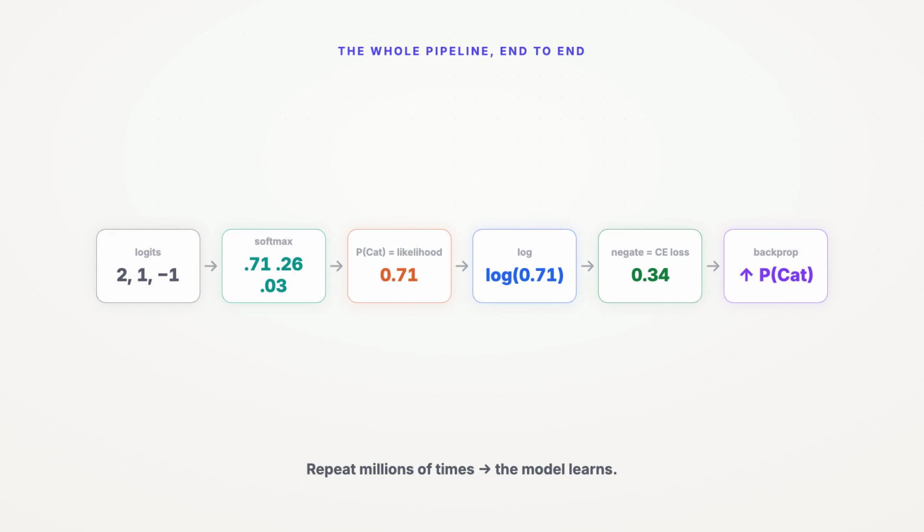Then backpropagation nudges every weight just a little, so that next time, cat gets an even higher probability. Do that millions of times and the model learns.